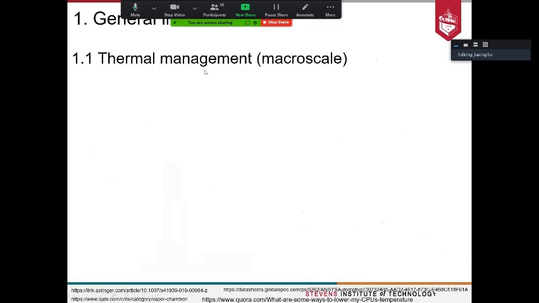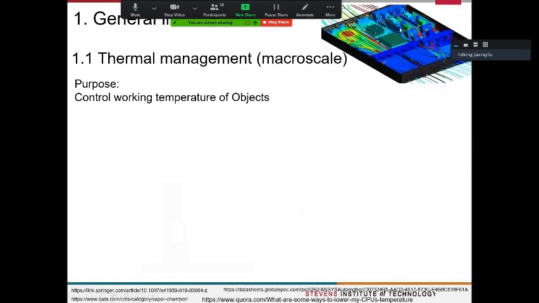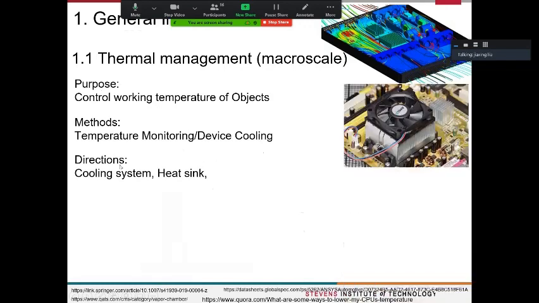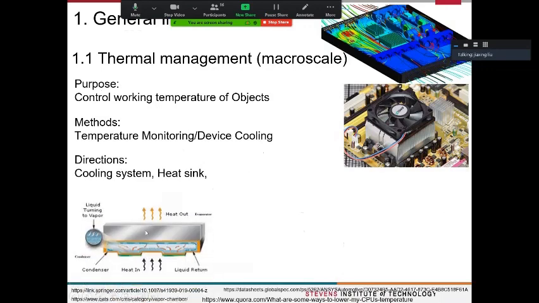The first thing is thermal management, which is on the bulk area. So what is thermal management? The goal of it is to control the working temperature of objects, such as in this figure. You can see this is a CFD model of electronic devices. What are the methods for thermal management? There are two. The first is temperature monitoring, and the second is device cooling. And what are the directions? The first is the cooling system, which is very familiar to us, for example, the fan on an electronic device and a heat pipe as a heat exchanger.